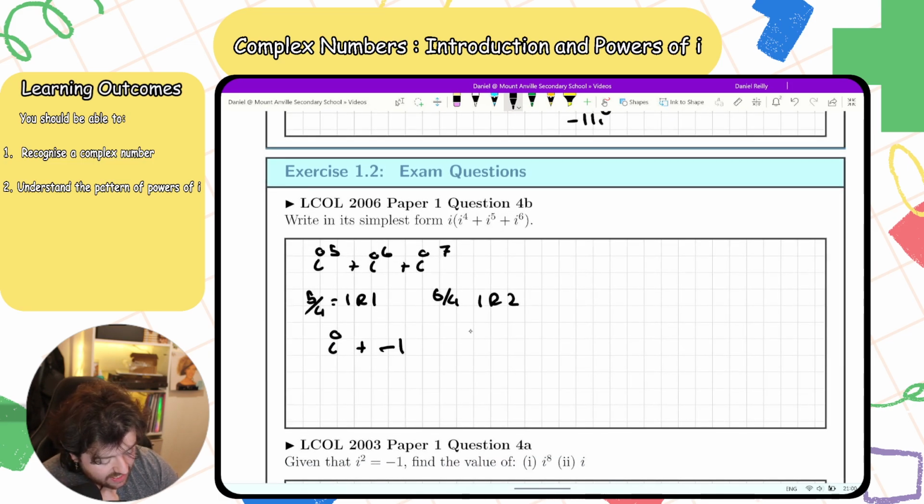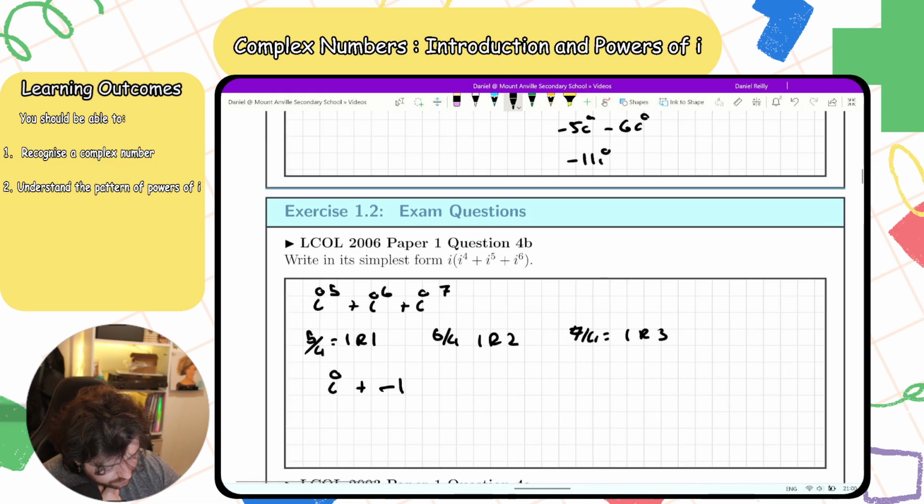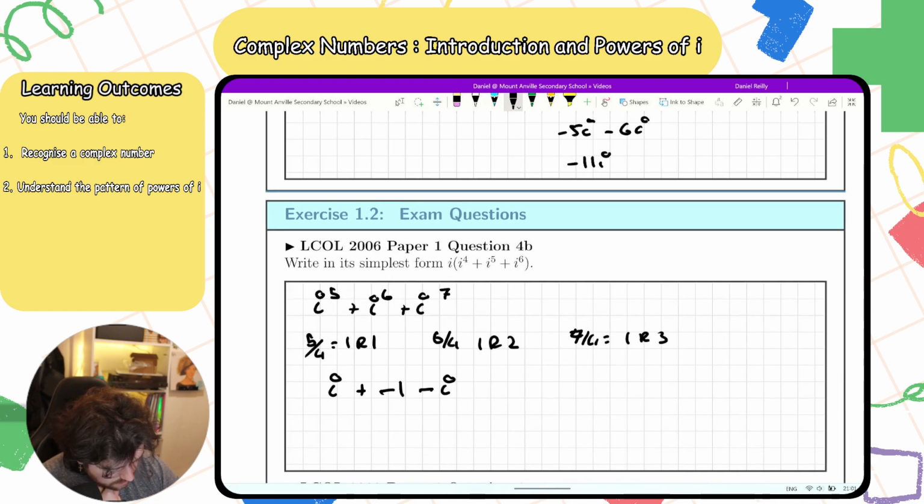And then I to the 7. 7 divided by 4 is 1 remainder 3. And that is going to be equal to remainder 3. My answer is just minus I. So I plus minus 1 minus I. Well, I minus I, they cancel out. So I have minus 1. That's it.